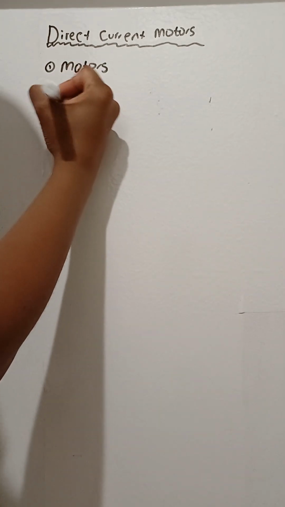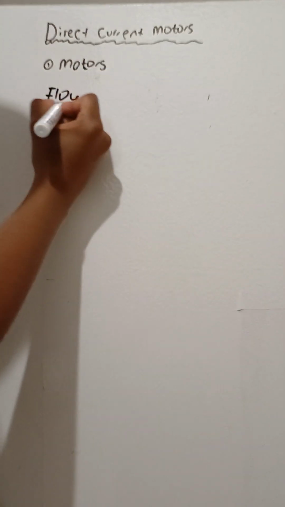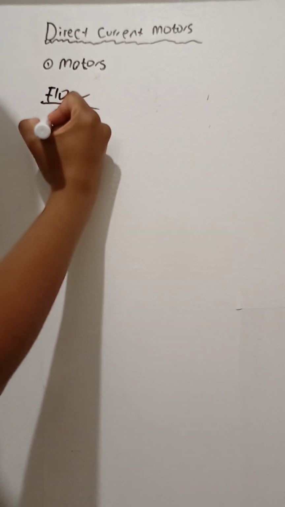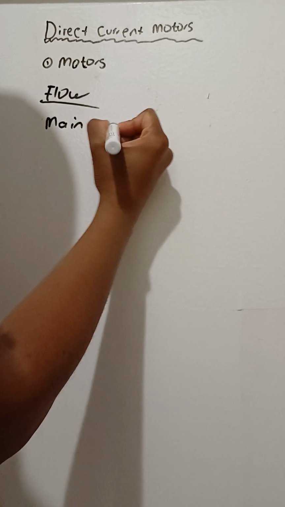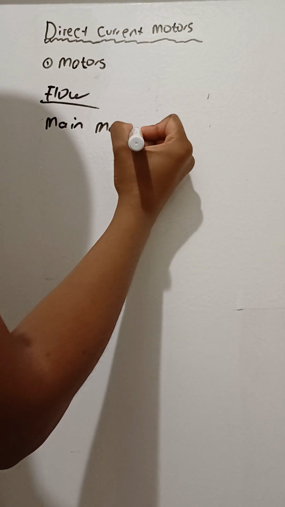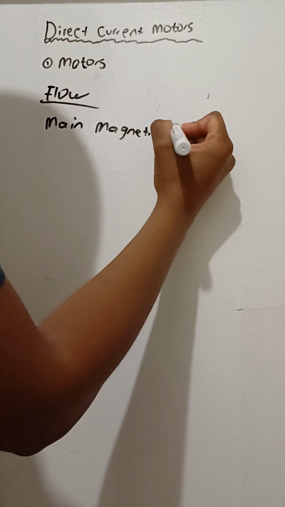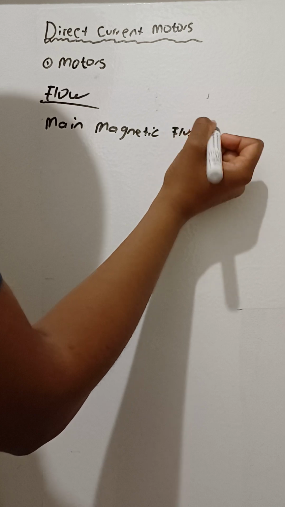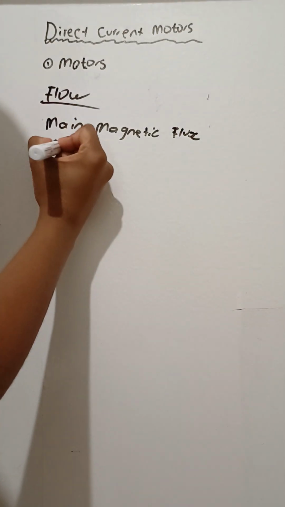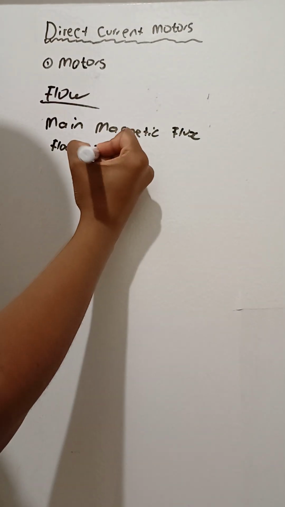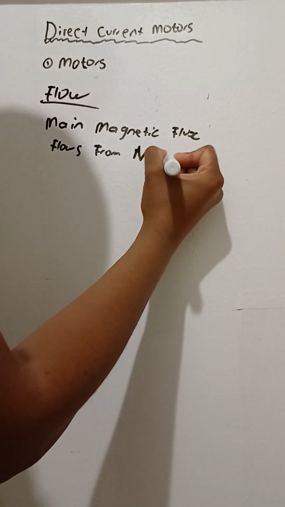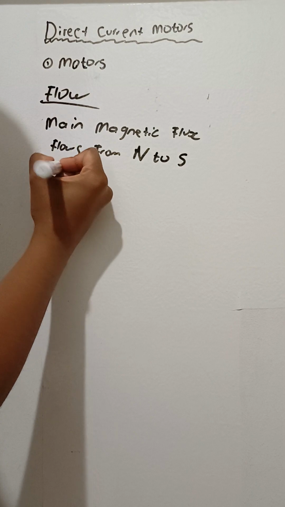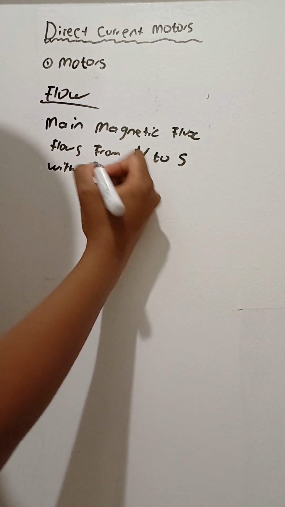And now we're going to talk about flow, guys. So main magnetic flux flows from north to south within the magnetic field.